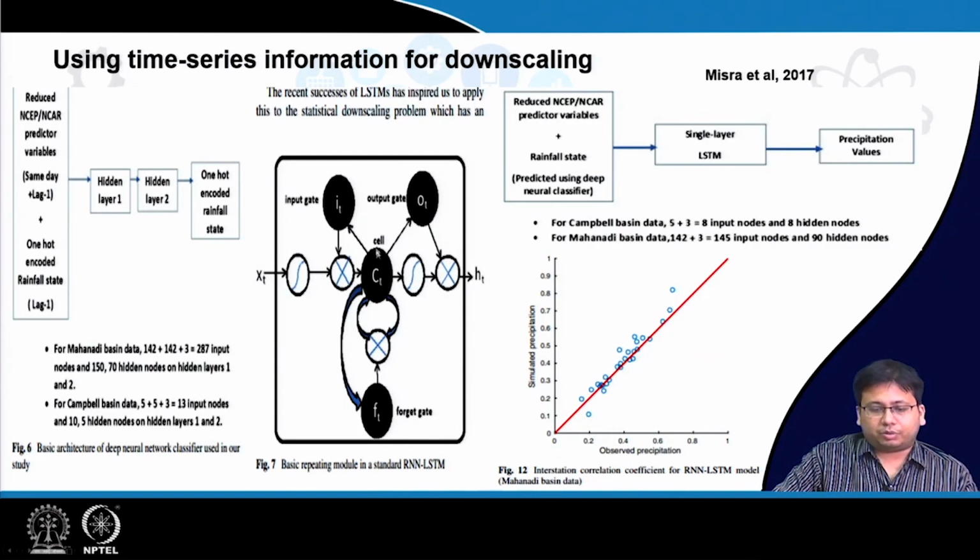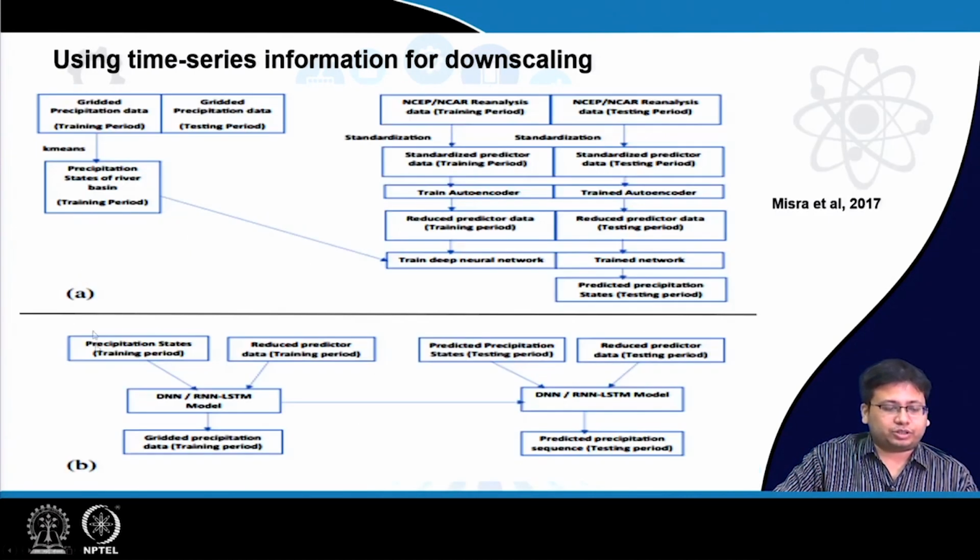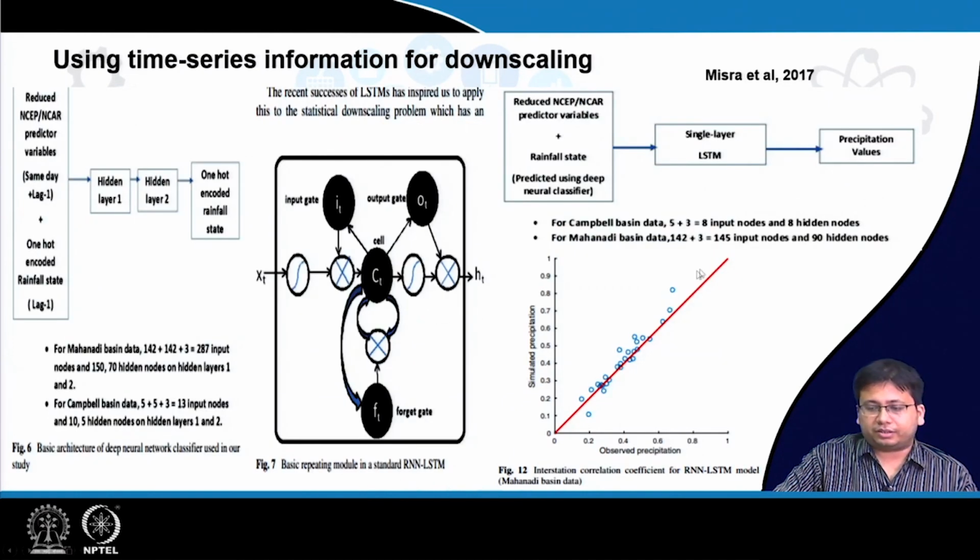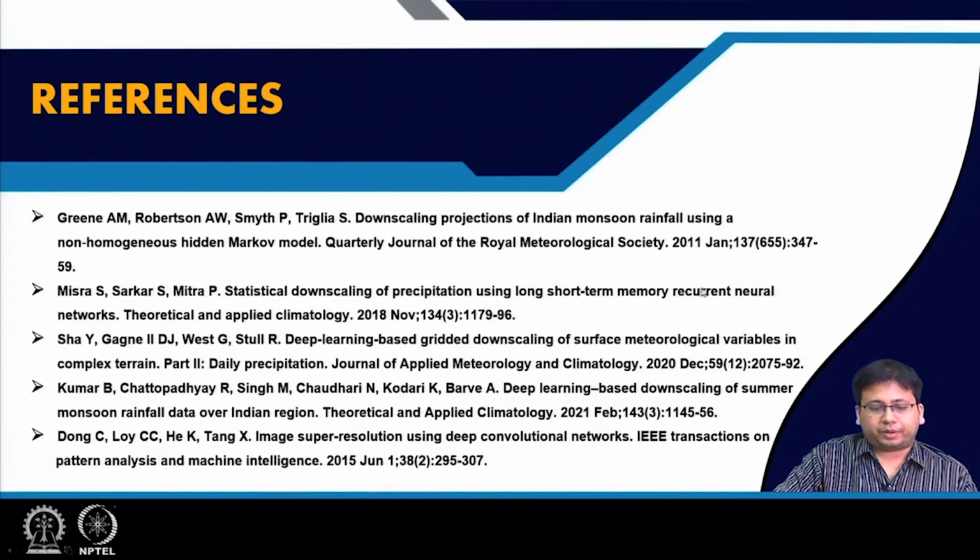This is basically the structure of the model, and in fact they use one hot encoding of the rainfall state which I just mentioned, and this way they are able to get very high quality high resolution data. Here you can see they have compared the observed precipitation against the simulated precipitation. By simulated I mean whatever is generated by the LSTM, and you can see an almost perfect match. So these are the references which we discussed.